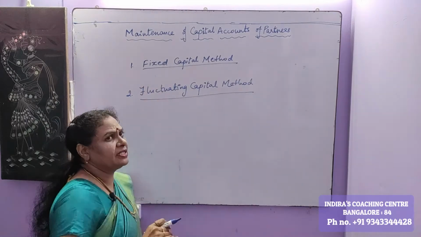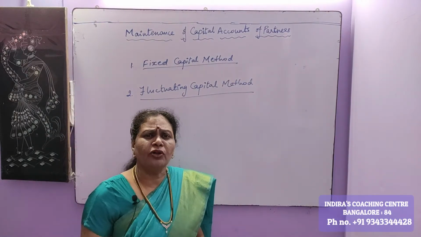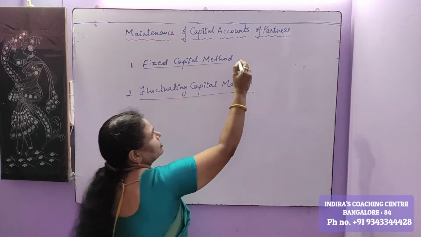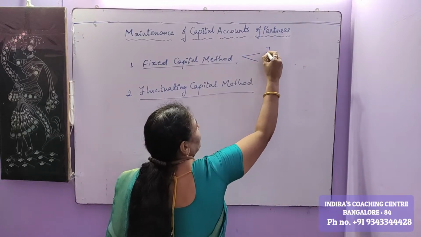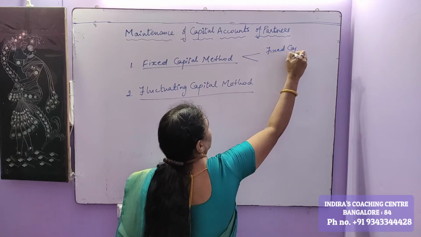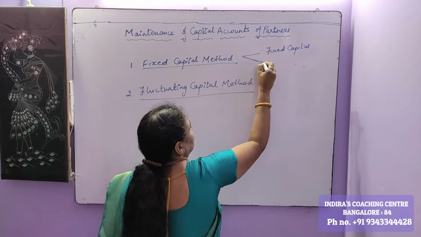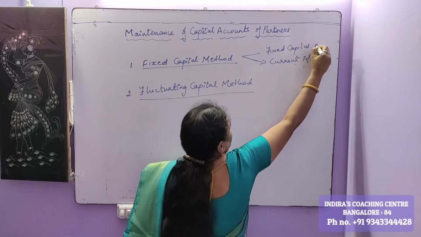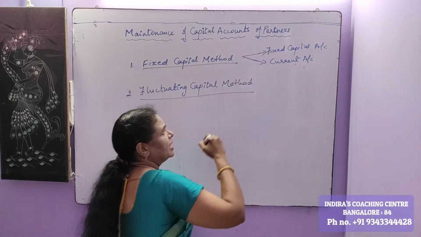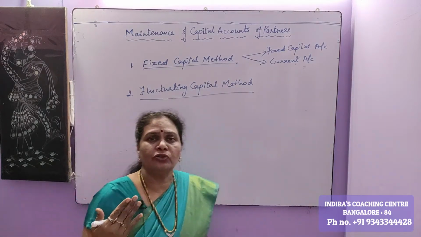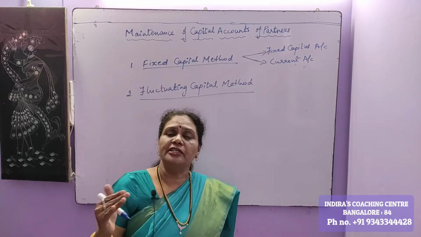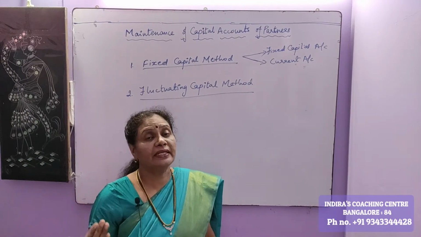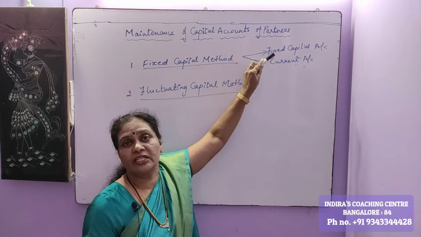The word fixed says the capital remains fixed. Then is the capital of the partner just going to remain fixed? Is it not going to change? No, there are two accounts which have to be maintained. One would be the fixed capital and the other one would be the current account. Under fixed capital account, we take the amount which capital is fixed, any additional capital invested, and in case they have withdrawn the capital permanently, then it would be taken in the fixed capital account.